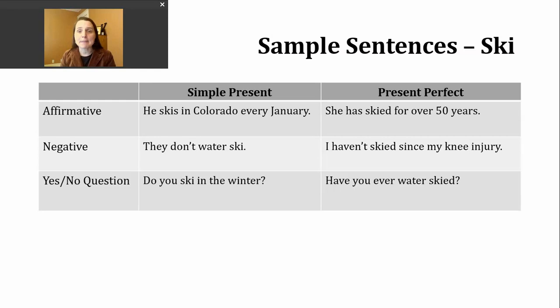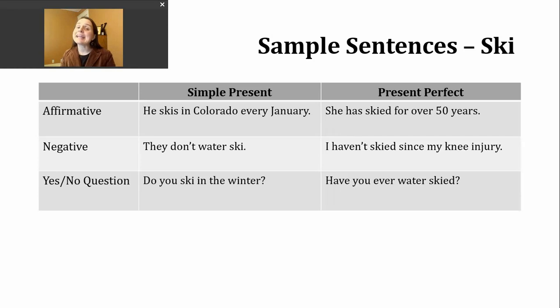The thing to remember about the affirmative in the simple present is that if the subject is I, you, we, or they, you're just going to use the base verb. But if our subject is he, she, or it, we need to add an S to the verb. You'll see that in the example here. He skis in Colorado every January. I'm talking about one person's habit or their routine, and you can see I've added an S there. If I was instead talking about a family, I would say they ski in Colorado every January.